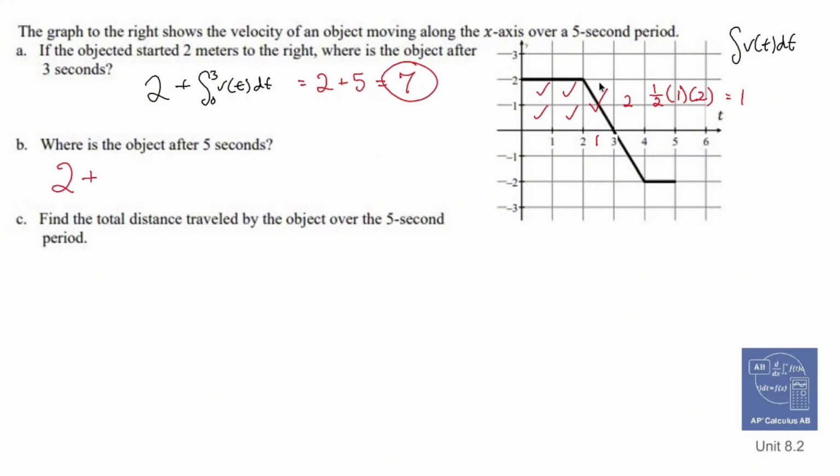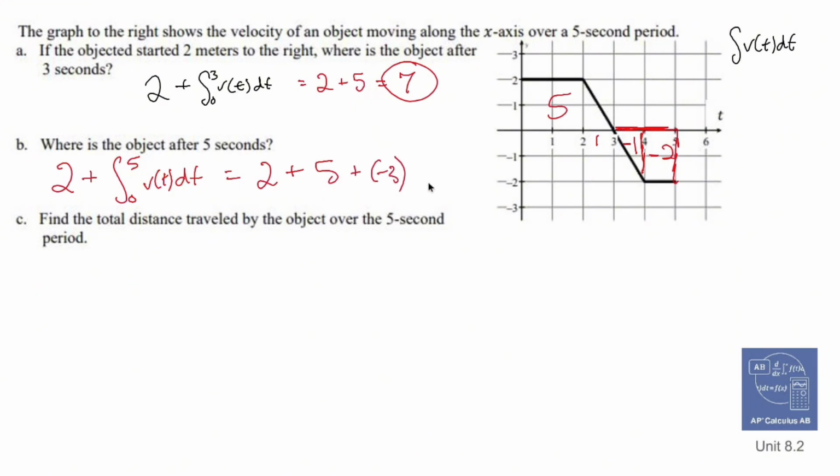Now this, we just found out that this guy right here is 5 in the positive. Everything down here is going to be negative. So if u were 1, that means this chunk right here is going to be -1, and this chunk right here is going to be -2. So 2 plus the integral from 0 to 5 of v of t dt is going to be 2 plus that +5 plus that -3. 2 plus 5 is 7, 7 plus -3 is 4. 4 is going to be my answer there.